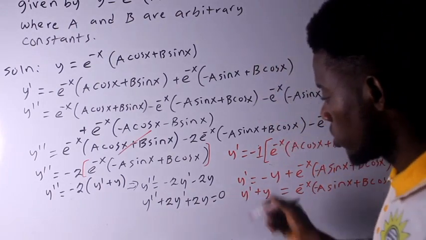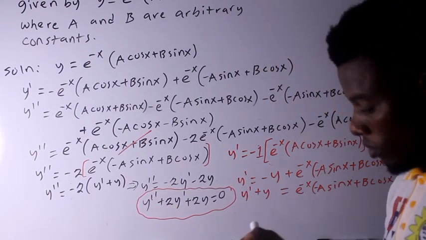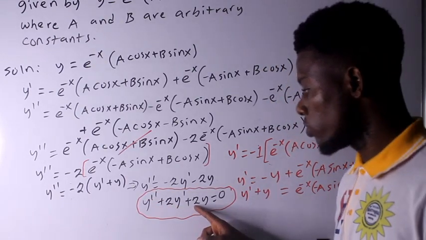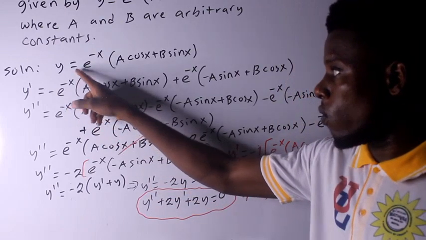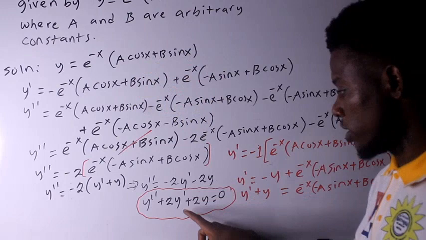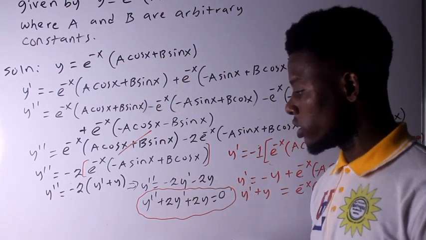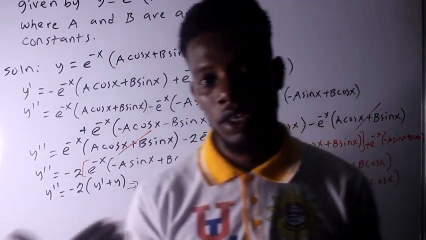So, ladies and gentlemen, this is a differential equation whose solution is y equals e to the minus x, parenthesis open, a cos x plus b sin x. This is that differential equation. So you see what we did: we sent this across, all of them became positive, and then we have that.